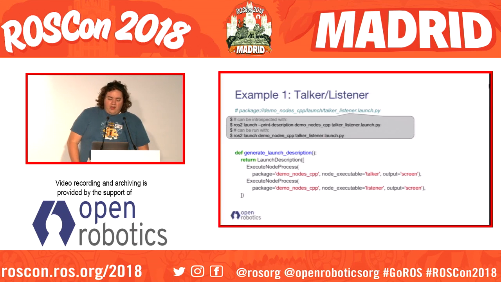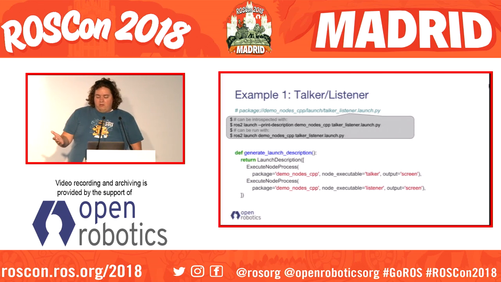You can see that it's a Python interface. There's a convention that if you have a file that ends in .launch.py, which is not a strict requirement, and that file has a function called generate_launch_description, you can just do ROS2 launch package name file name. This is equivalent to what you would do if you had an XML file in the past. You can also introspect it by doing --print-description. This is the absolute simplest version of a launch file.